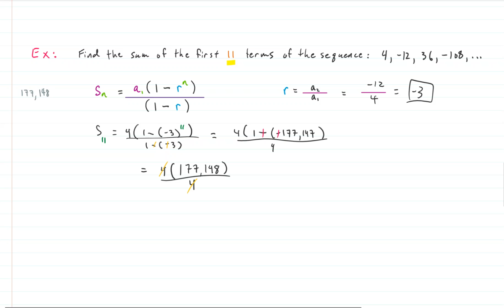We also see that the 4's cancel in the top and in the bottom. And that leaves us just with 177,148, which is our answer. That's the sum of the first 11 terms of this geometric sequence.